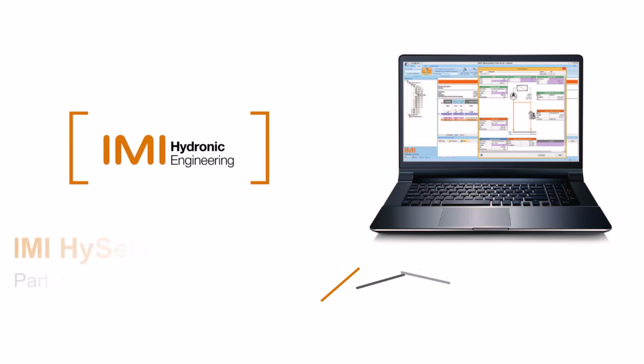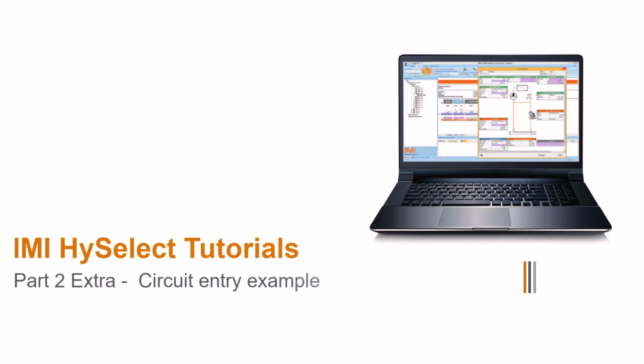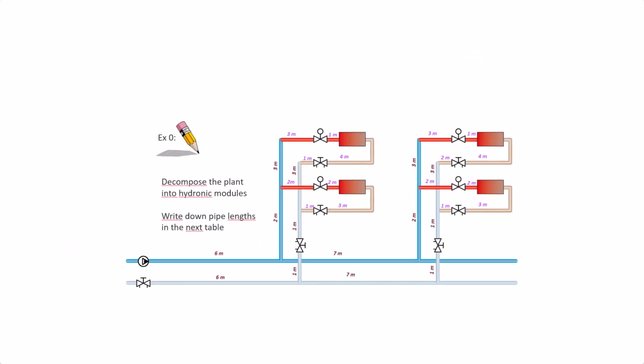Looking at this simple exercise we saw in the video after the circuit entry. First of all, we learned how to decompose the plant into hydronic modules and then write down pipe lengths in the next table. What we will do here is decompose a plant, write down pipe lengths, but immediately introduce this as a project into HySelect so we know how the entry is done. So let's look at this drawing here.